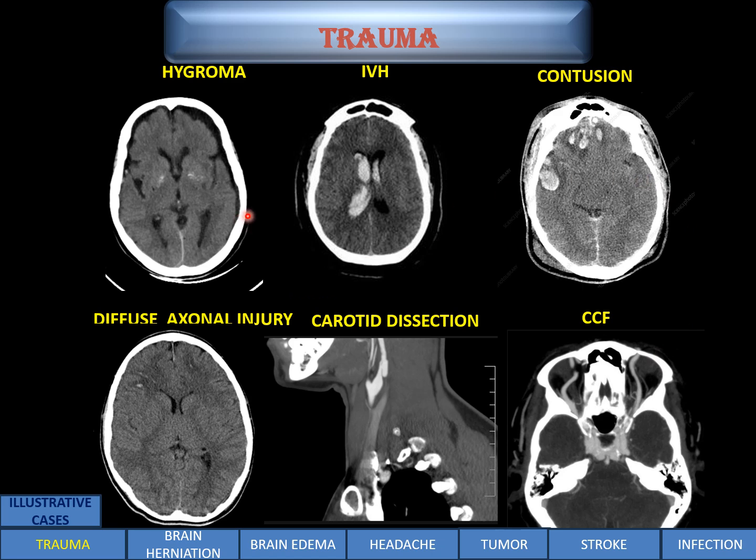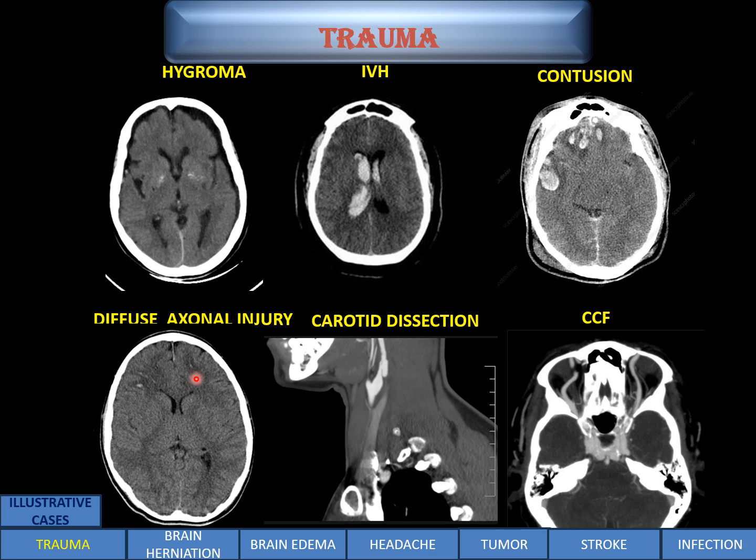This is a hygroma where we are able to see fluid collection surrounding the bilateral frontal lobes. This is an intraventricular hemorrhage in which there is hyperdense blood which is seen within the lateral ventricles. Contusions, where there are multiple small hyperdense hematomas which are seen in the bilateral frontal lobes and the right temporal lobe. This is diffuse axonal injury in which we are able to see tiny punctate foci at the gray-white matter junction. There's gray matter, white matter. Exactly at the junction, we will be able to see this linear and punctate kind of appearance, which is diffuse axonal injury.